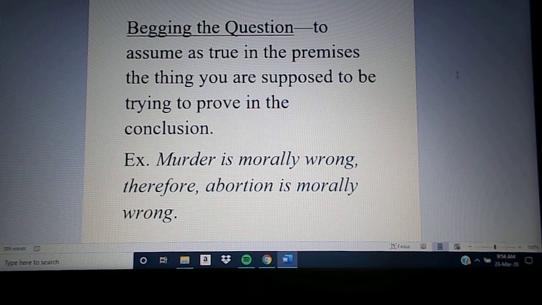A very famous example of the begging the question fallacy is St. Anselm's ontological proof for the existence of God, found in his Proslogion. St. Anselm basically wanted to prove the existence of God. And his argument effectively says that since God is that which nothing greater can be conceived, it follows that God exists.